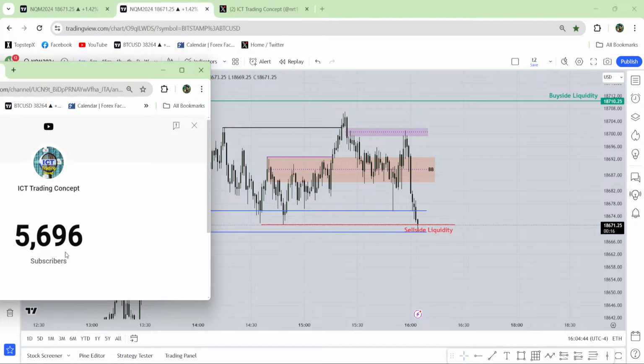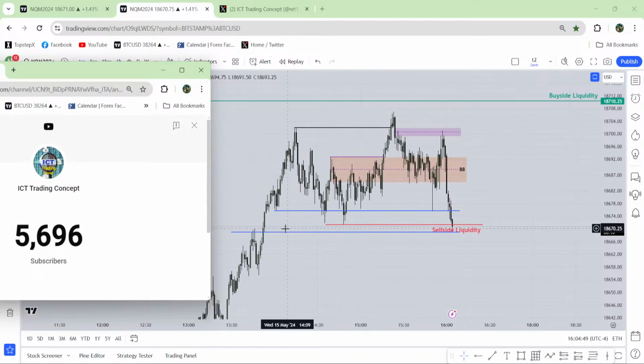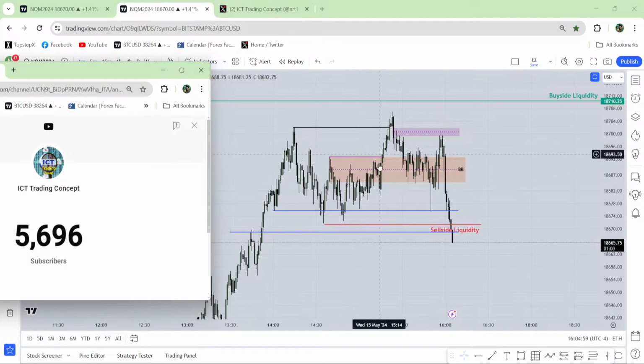Whatever, guys. It was fun. I just came for the last hour. It was absolutely brutal price action from 2 p.m. to 4 p.m. This is just absolutely bad price action in my opinion. There was nothing clean, nothing at all.